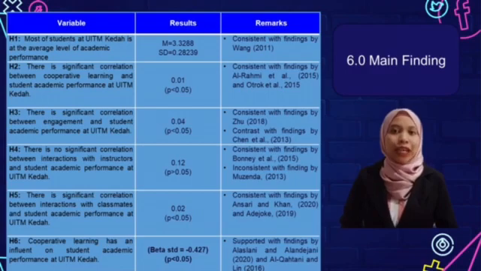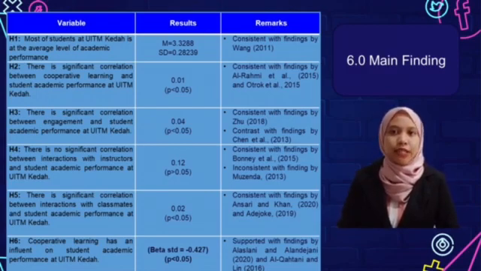Next, H2, H3, and H5 of the study found that there is a correlation between the independent variable and the dependent variable, which is supported by some previous studies. However, the study also noticed that there is no correlation for H4, which is interaction with instructor and students' academic performance at UITM KEDAH, since the p-value is bigger than 0.05. H2, H3, H4, and H5 used Pearson correlation as the main instrument to measure it.